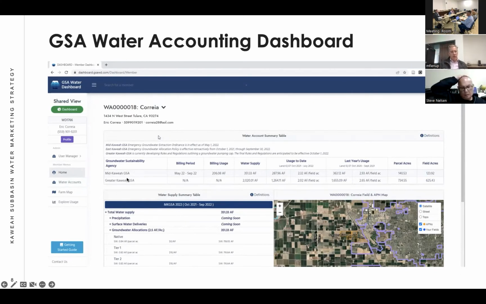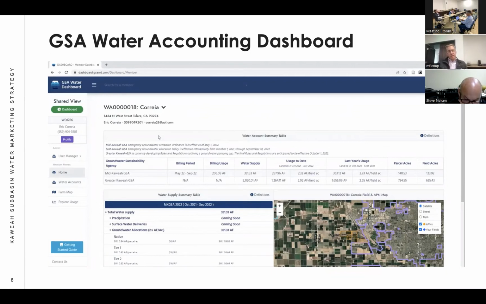So if a landowner has APNs in the Mid-Kaweah, it'll show the total allocation, the water supply for that property, as well as their usage to date. And then it will show that separately for, in this case, the Greater Kaweah. So whichever GSAs that landowner happens to have APNs in.